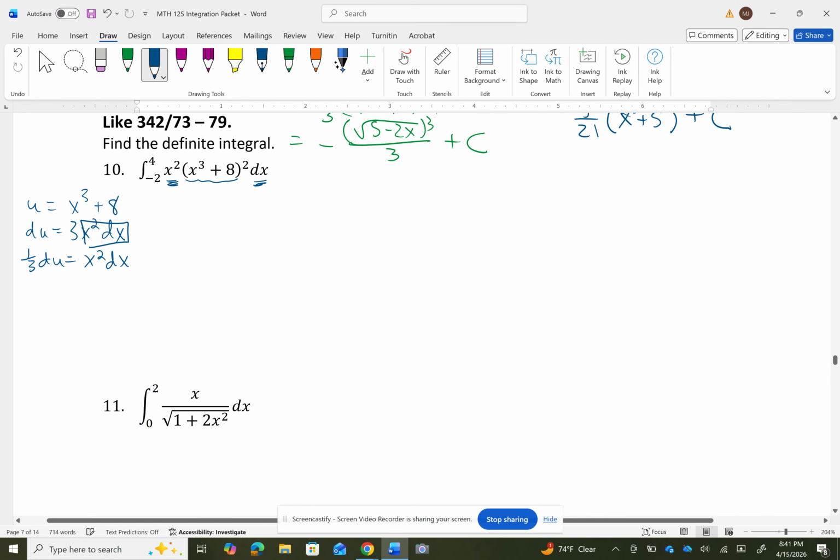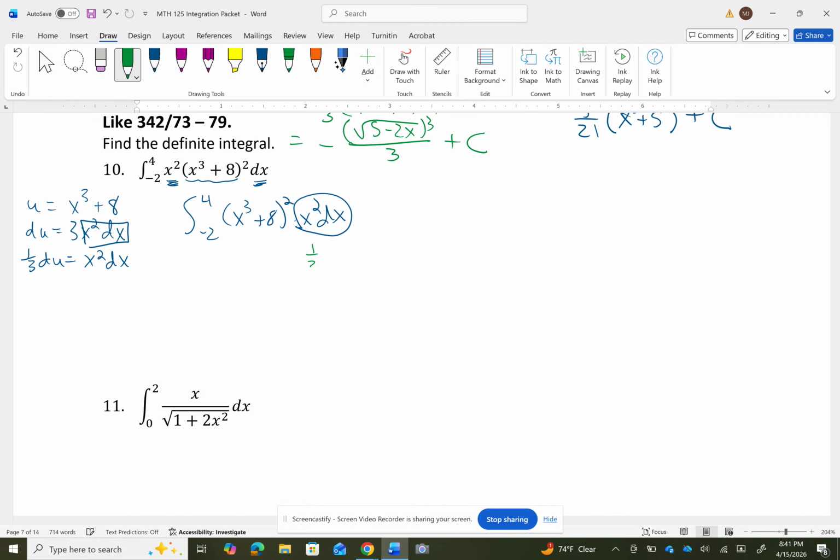Let me go ahead and do a little more rewriting on the original problem so you see it better. I'm just going to move that x squared over to the end so you see it sitting there with the dx. So I'm going to be replacing this, and I'll replace it with 1/3 du. I'm going to replace the x to the third plus 8 with a u. I haven't done anything yet as far as integrating, so I'm going to keep that -2 and 4 on there.